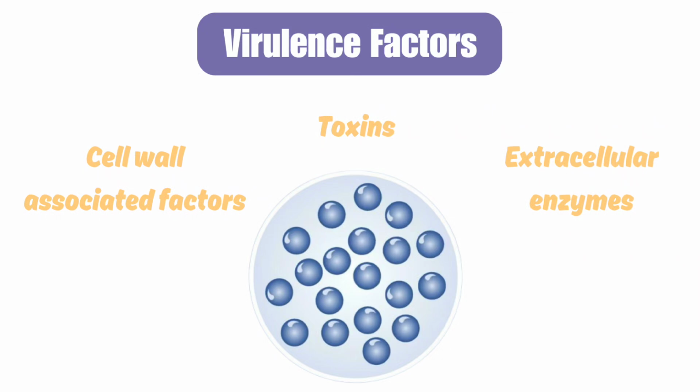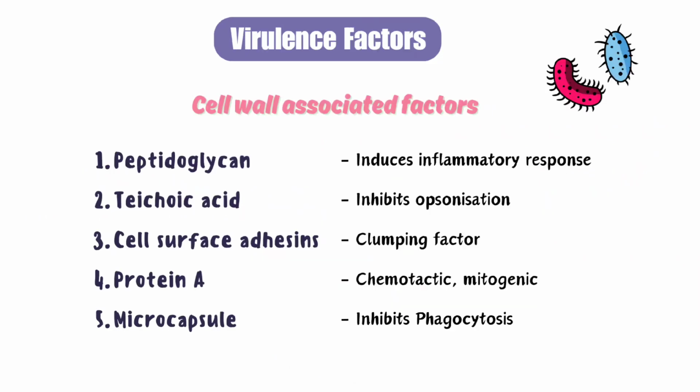Now let's discuss the virulence factors. Those are the cell wall associated factors, toxins, and extracellular enzymes. The cell wall associated virulence factors of Staphylococcus aureus are peptidoglycan, teichoic acid, cell surface adhesins, protein A, and microcapsule. Let's look at each one of them.